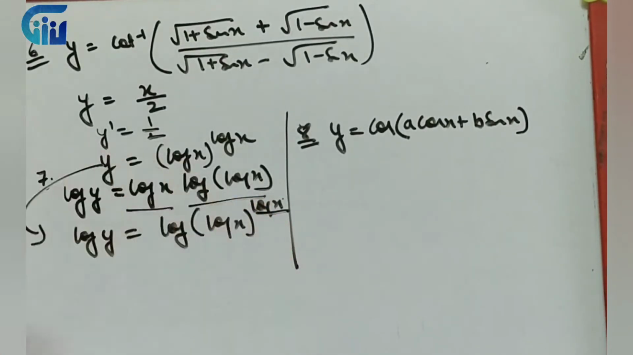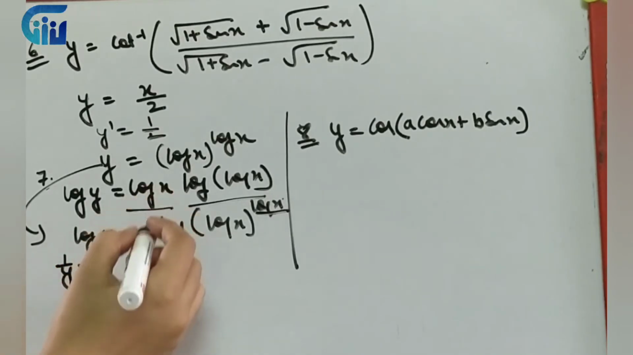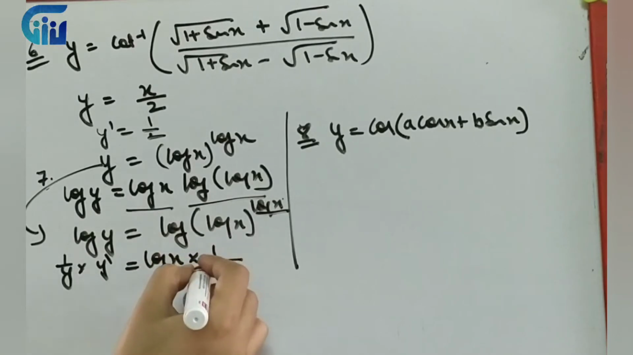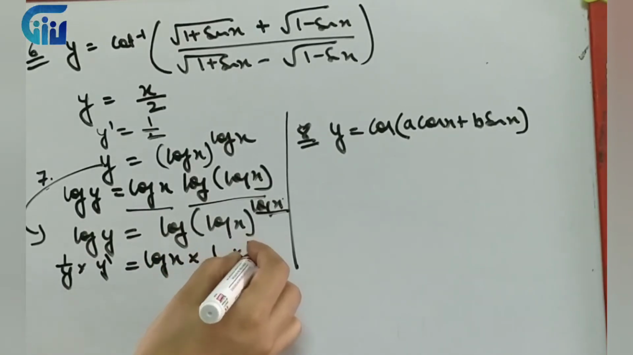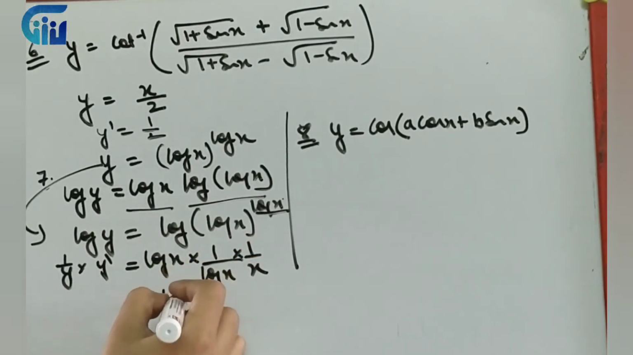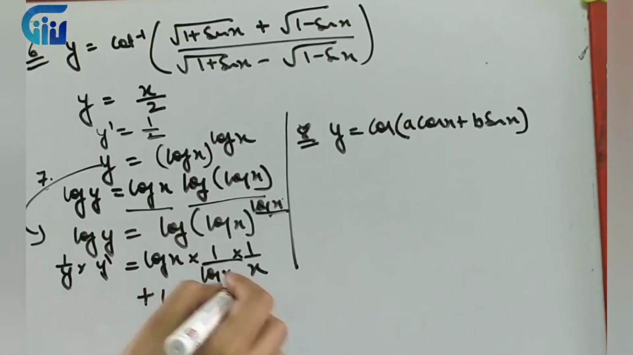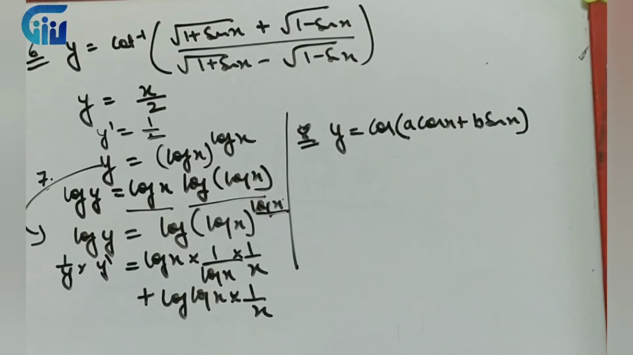Over here we will be using the product rule. So 1 upon y times y dash, log x as it is, the derivative of log x by chain rule: log x, and then the derivative of log x is 1 upon x, plus log x as it is, the derivative of log x will be 1 upon x, right? So multiplied by y, you'll get the solution, right?